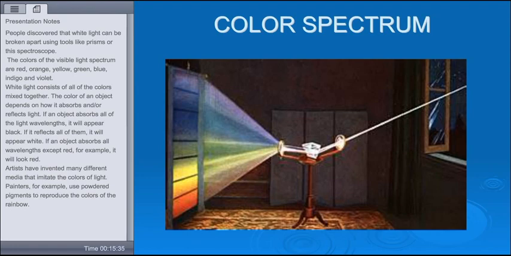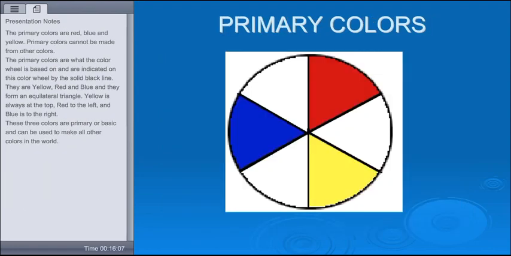If an object absorbs all of the light and the wavelengths, it will appear black. If it reflects all of them, it'll appear white. If it absorbs all of the wavelengths except for red, then you will see red. Artists have invented a lot of different media that imitate the colors of light. And so sometimes painters will use powdered pigment to reproduce the colors of the rainbow. So we're going to look at some more ways that color expresses itself as we continue.